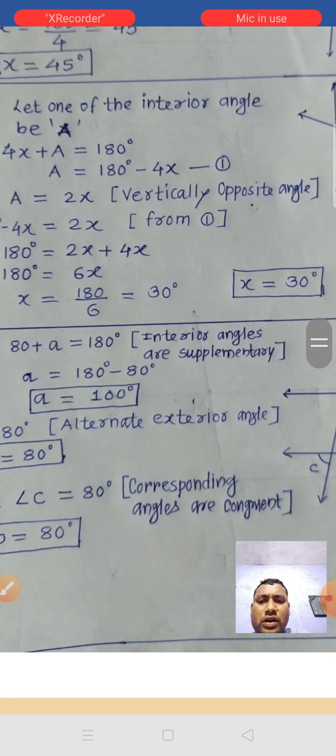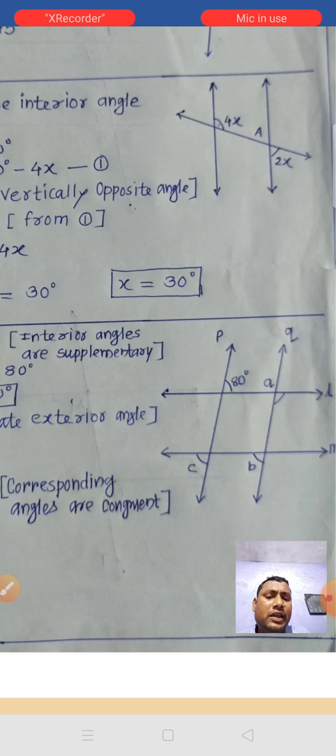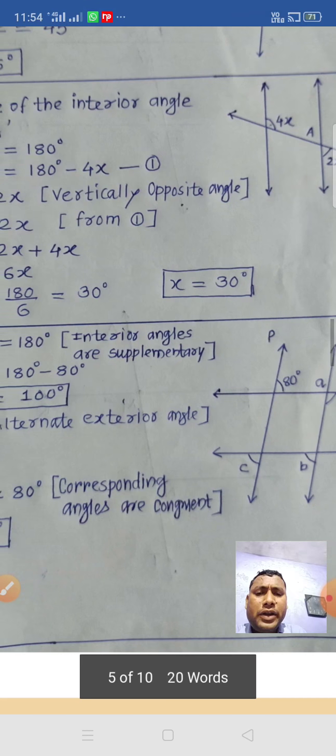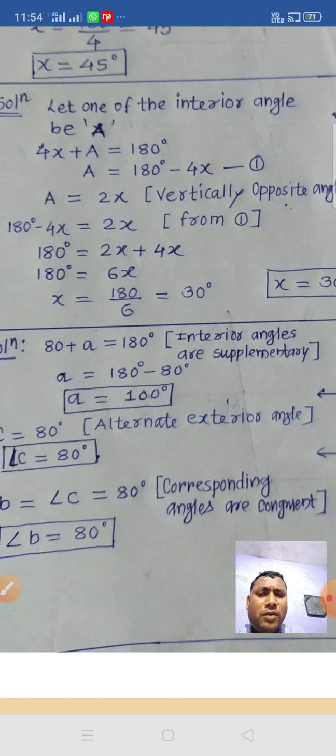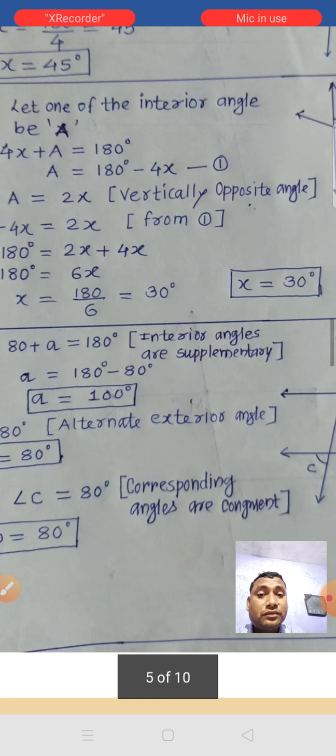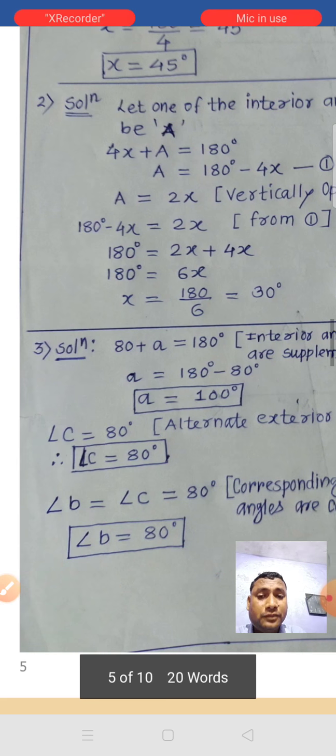Now see from the figure, they form the interior angles, 80 degrees and A. Students, you know the property of interior angles. Interior angles are supplementary, so by that property we can write 80 plus A equal to 180 degrees, so A equal to 180 minus 80 degrees, so A equal to 100 degrees. We get the value of A equal to 100 degrees.